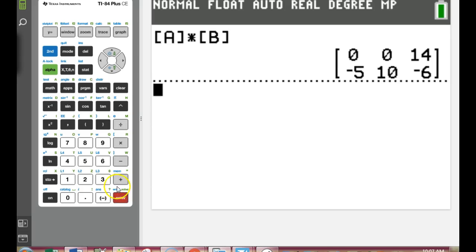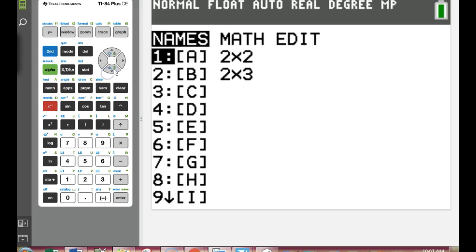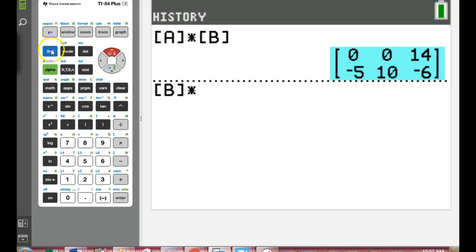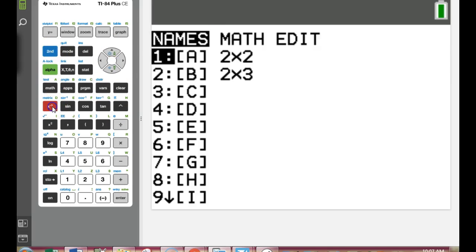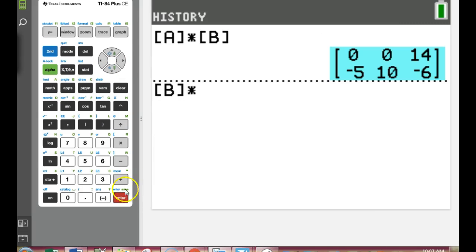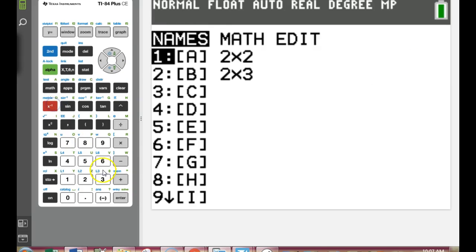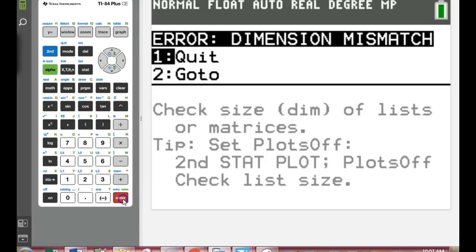Can I do B times A? No. Why? Why can't I do B times A? Yes, because the size would be different, right? What did I do? Because it would be a 2 by 3 times a 2 by 2, which is not allowed. Okay, and it says dimension mismatch, the size of the list doesn't work, okay?